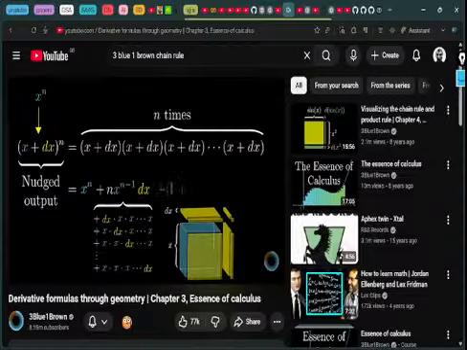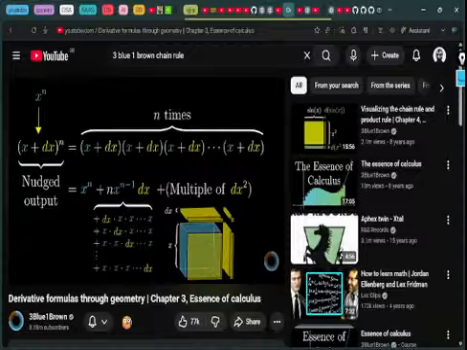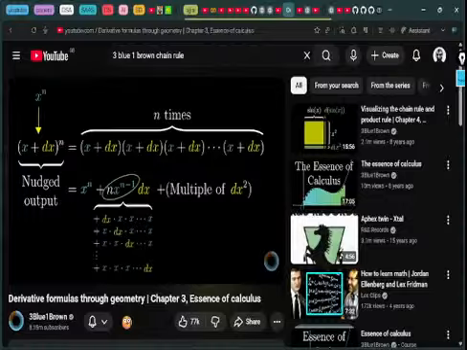There will be many other terms of this expansion, but all of them are just going to be some multiple of dx squared, so we can safely ignore them. And what that means is that all but a negligible portion of the increase in the output comes from n copies of this x to the n minus 1 times dx. That's what it means for the derivative of x to the n to be n times x to the n minus 1.